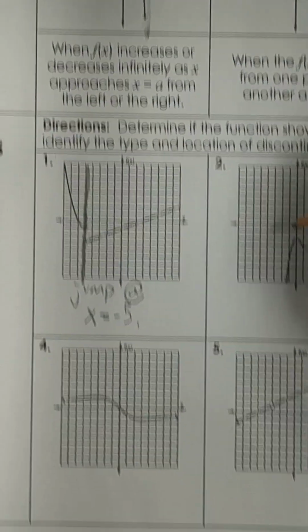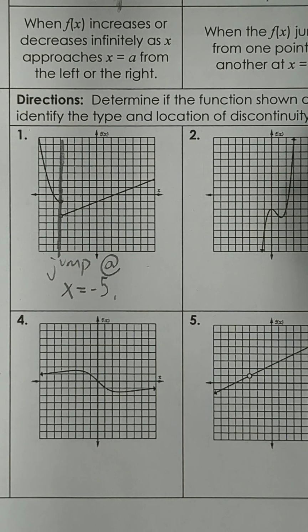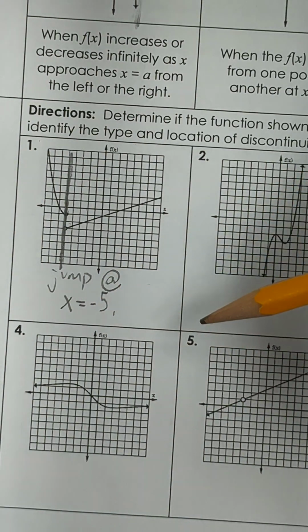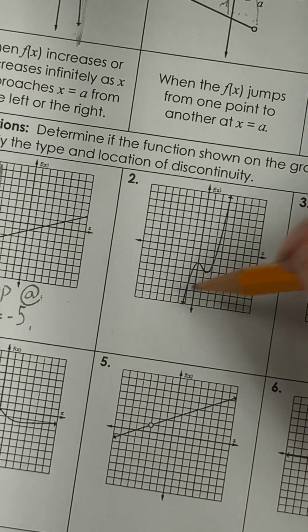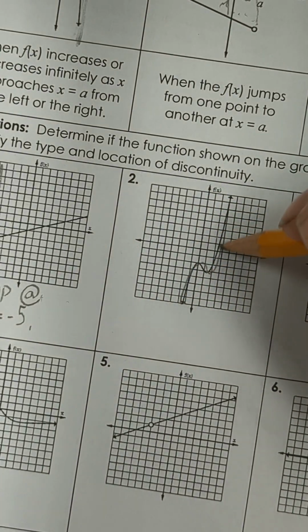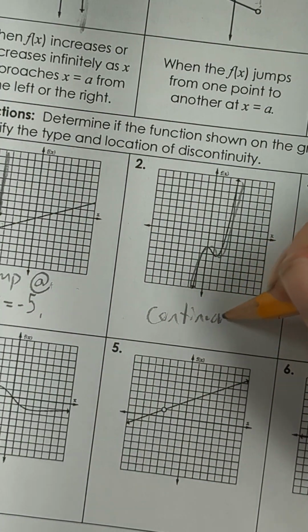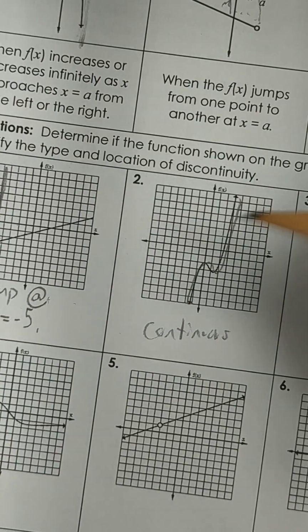This is the format I want you to write it in. Don't be saying like, hey, this is a jump at y equals, no. The jump is at x equals negative 5. And you can write the word at or whatever you want. This one's continuous. I'm just going to draw the whole thing. And if it's continuous, you don't need to identify where it's continuous because it's continuous everywhere. There's no spot where it jumps from one to the other.